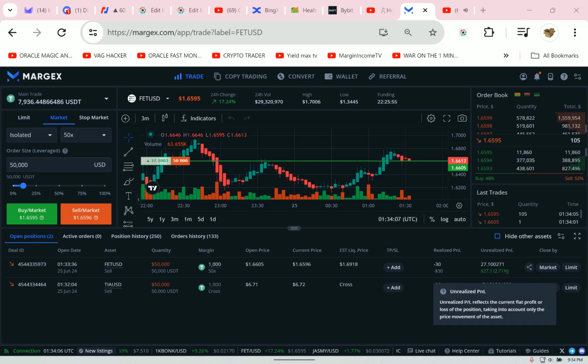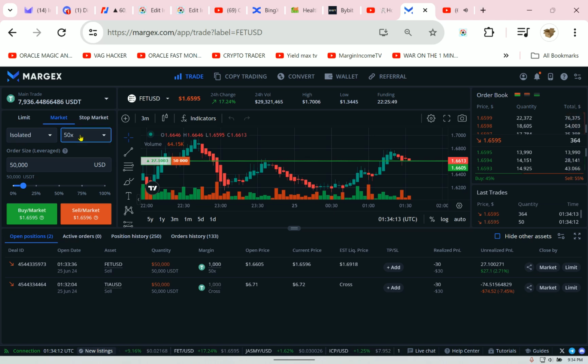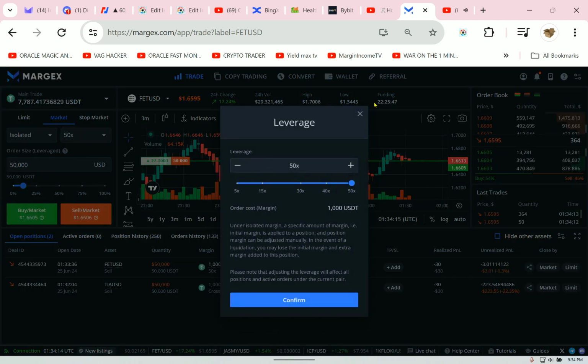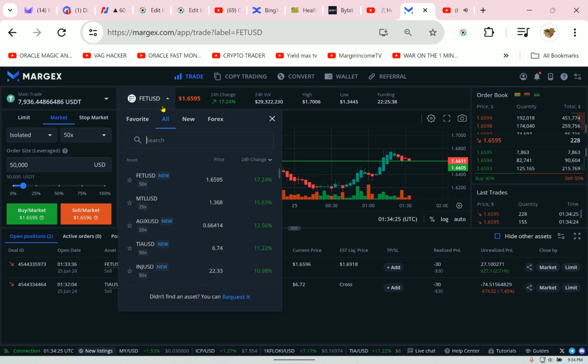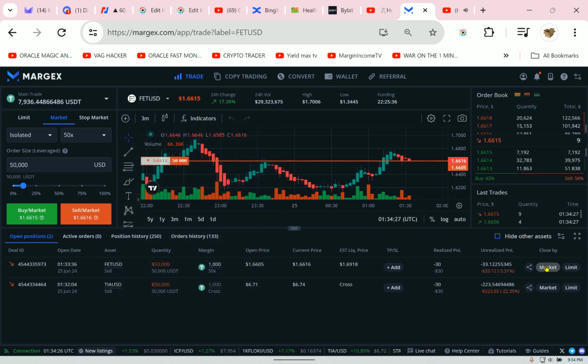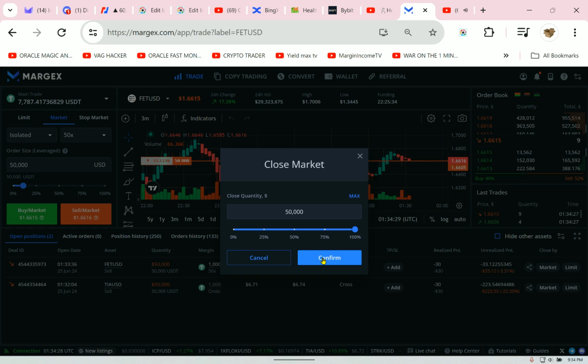It's very risky being 50x on isolated leverage. I would have had to drop this down. So let's leave that alone. So now, let's go to the next one. We have FET, which was at the top. You know what? That's very dangerous. Mark it. Get rid of it.